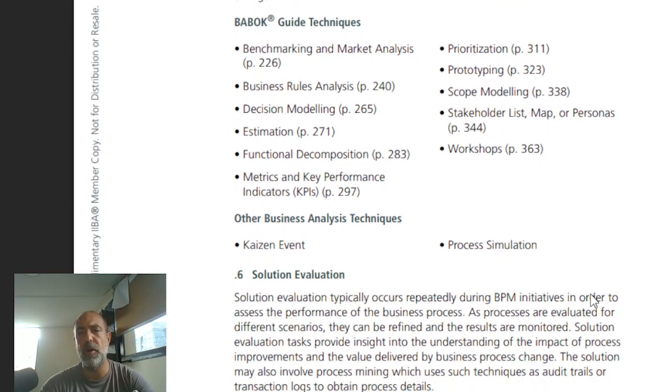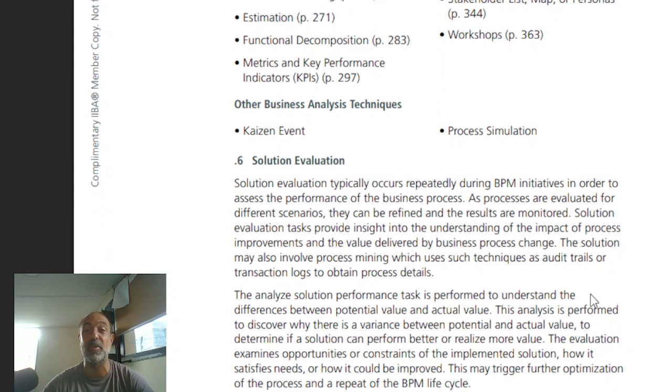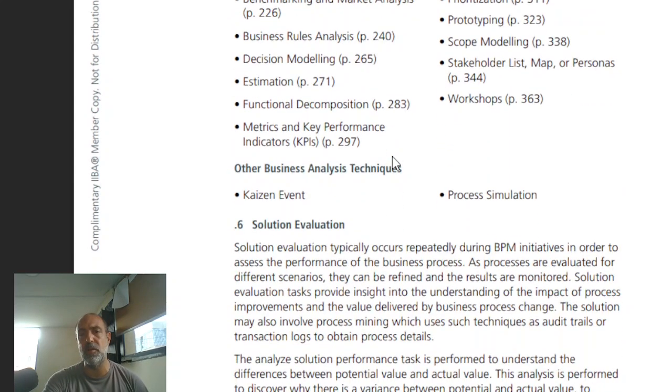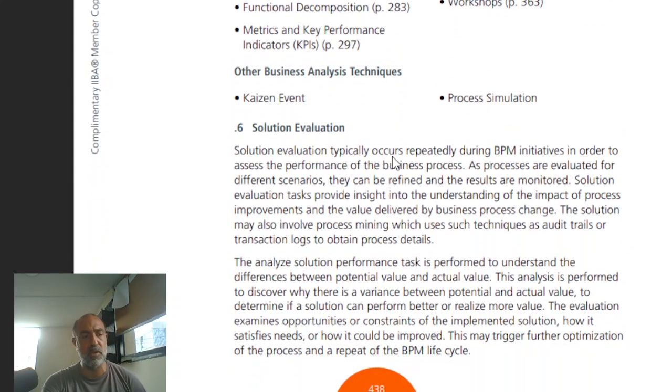You benchmark, prioritization, prototyping, scope modeling, stakeholder list map, personas, workshops, business rules analysis, decision modeling, estimation, functional decomposition, metrics, and key performance indicators. There's also the Kaizen event and process simulation that you add. With this one, by the way, like requirement analysis, it's just like, what do I need to do in order for this to be a success?